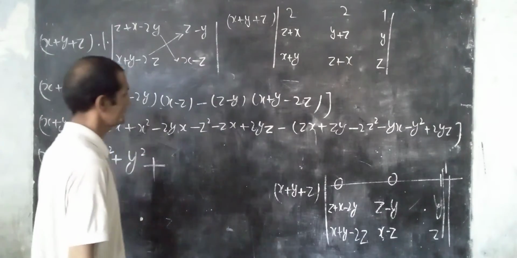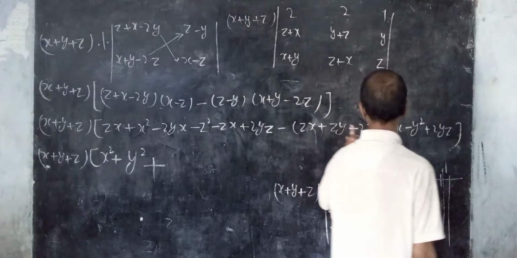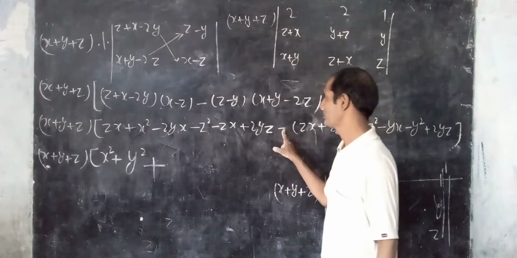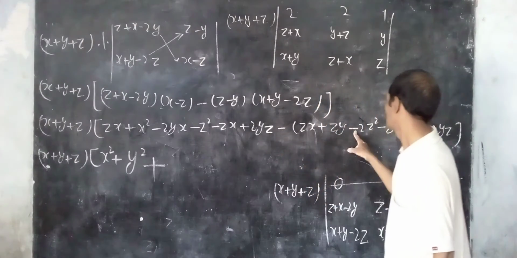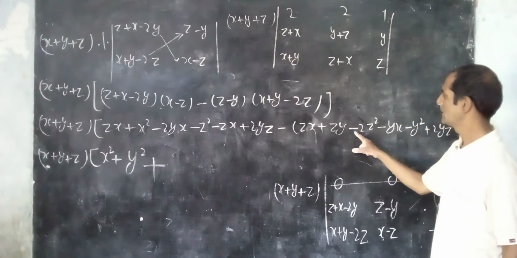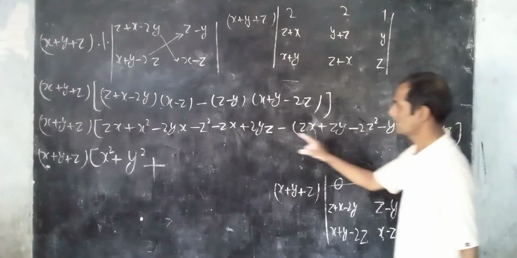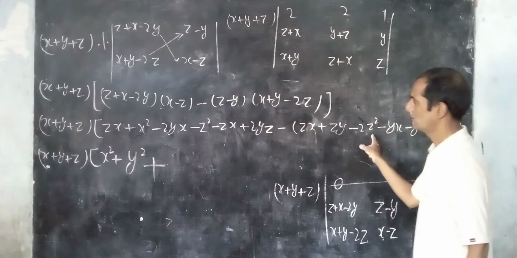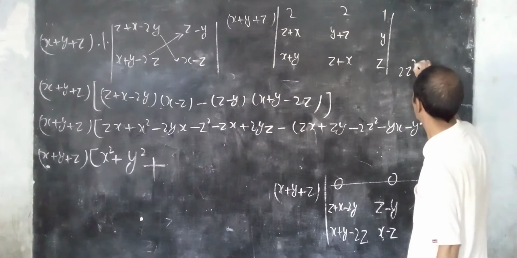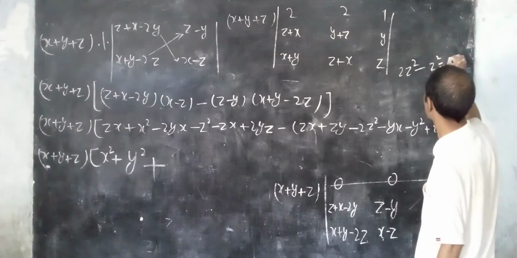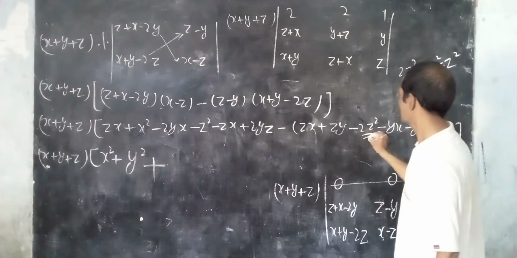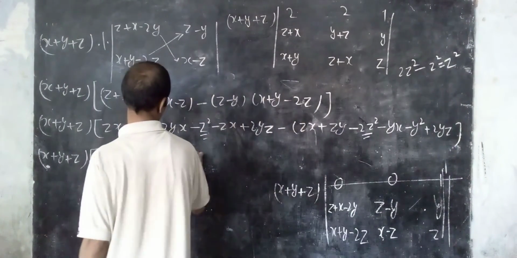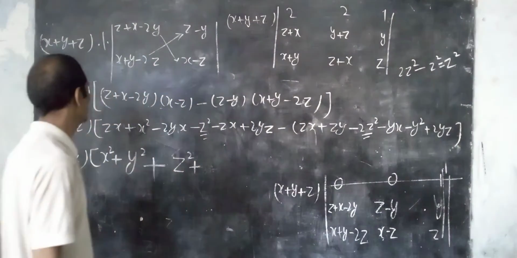Now we find the terms of z square: minus z square and minus 2z square. But this minus 2z square becomes positive, because this minus multiplied with this becomes positive. So these two terms are like terms, so plus 2z square and minus z square become z square. So the result of these two terms is plus z square.